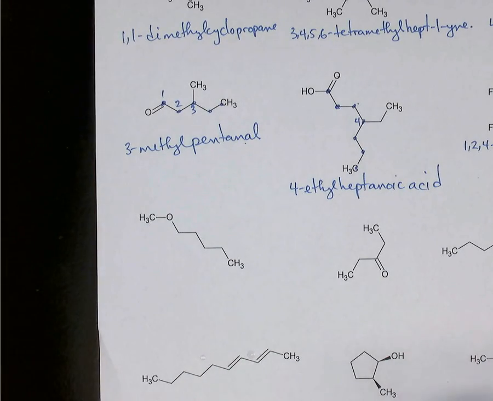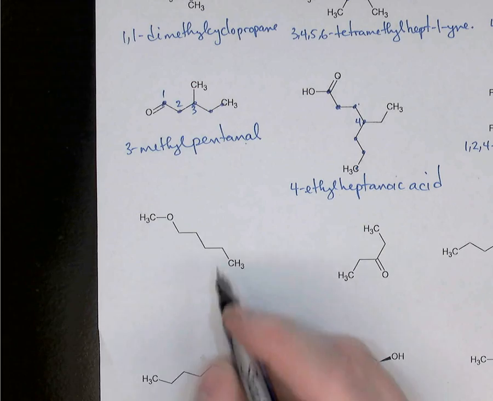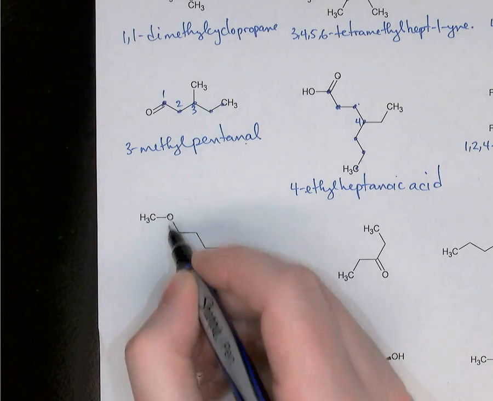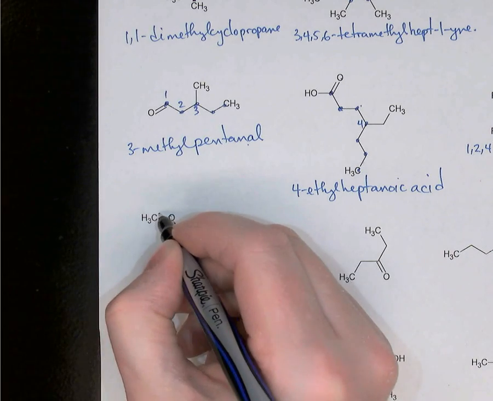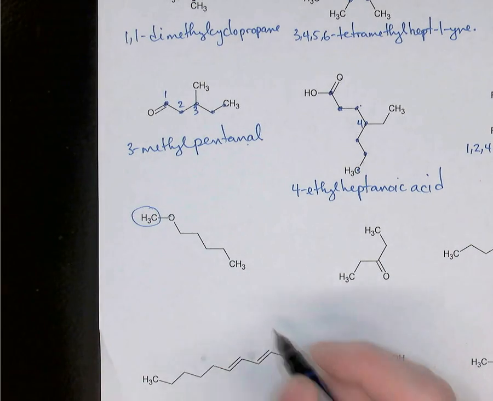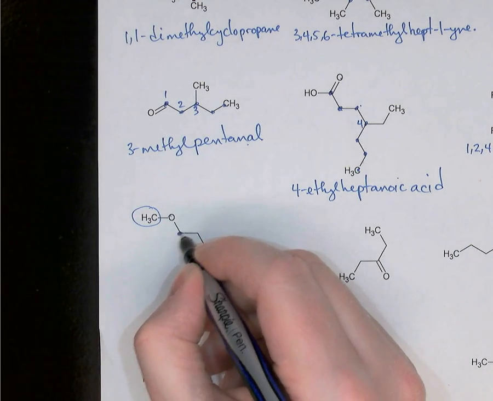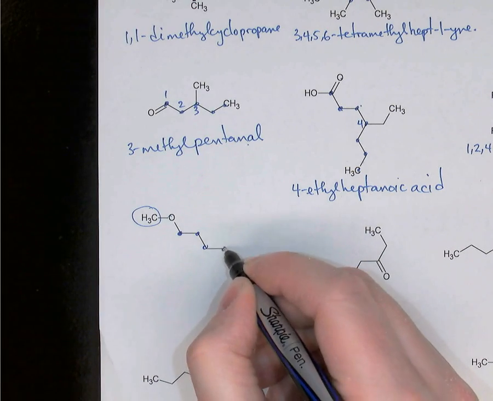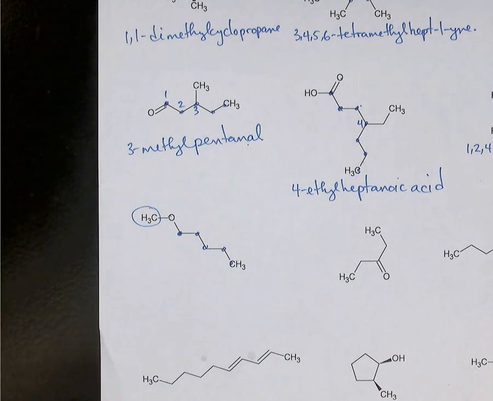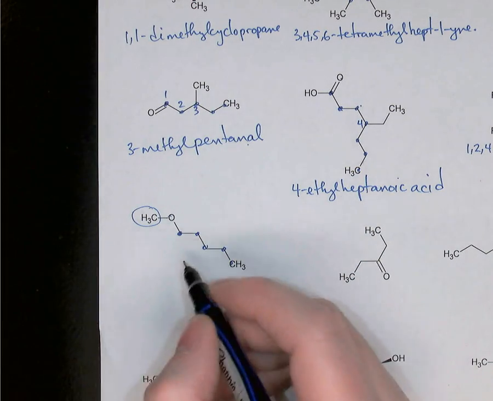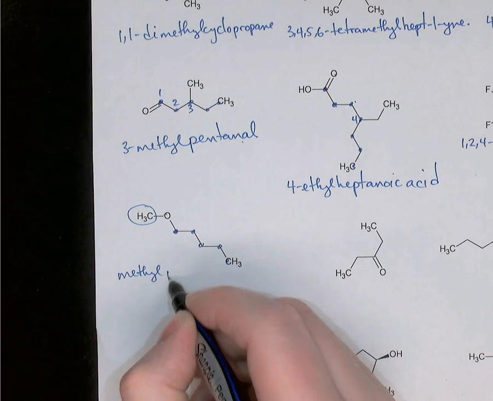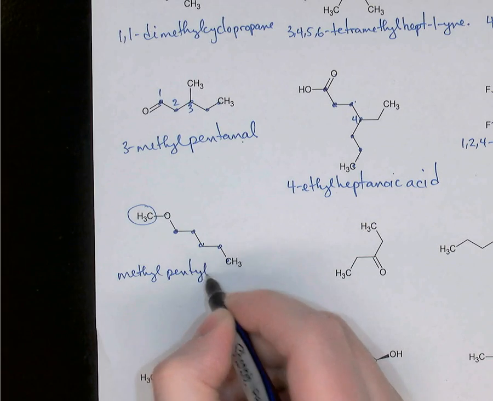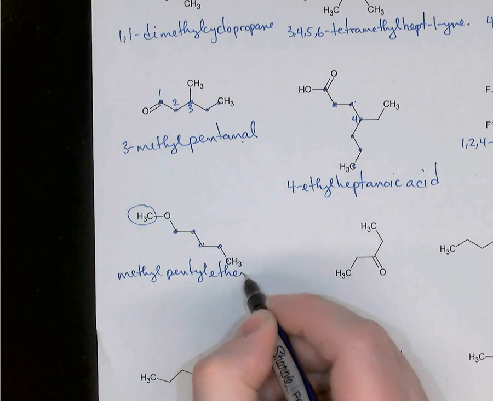Next we've got an ether. An ether because we see this oxygen with 2 R groups attached. One R group is a methyl branch. It's only got 1 carbon. The other R group has 1, 2, 3, 4, 5 carbons. It's a pentyl group. We'll name them alphabetically. So methyl pentyl ether.